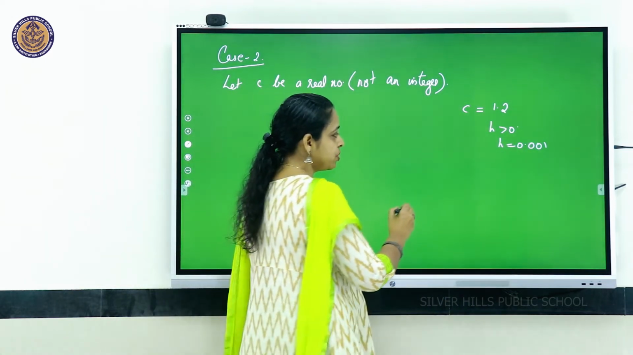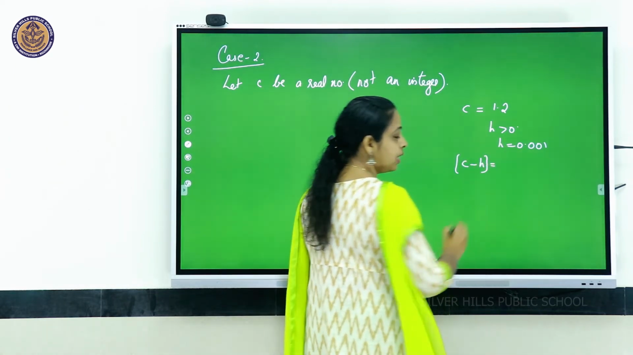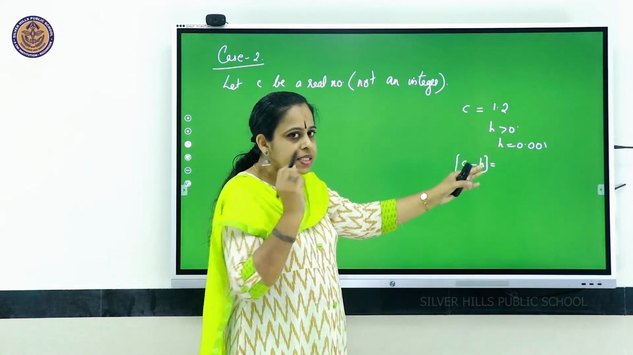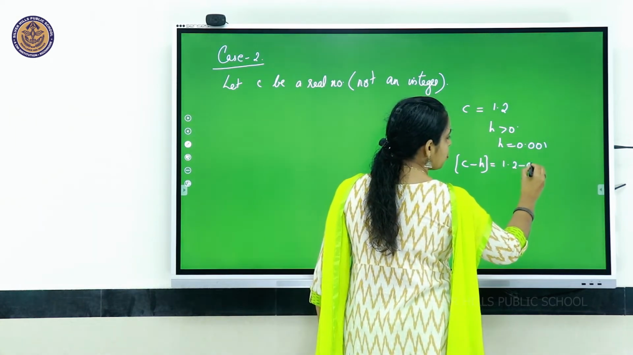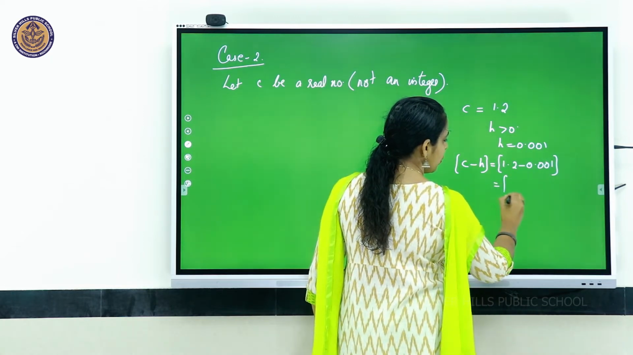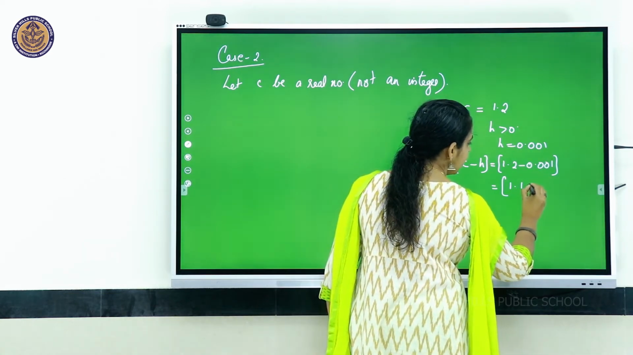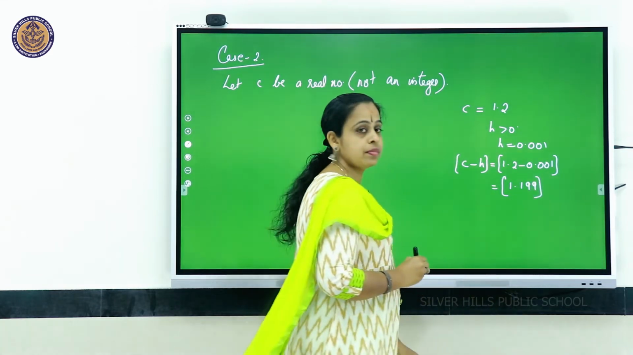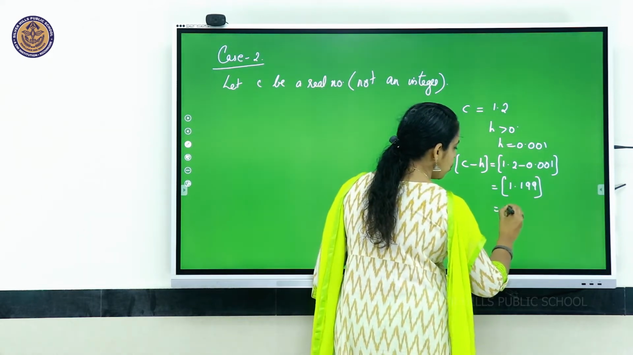So, when you take c minus h, that means a value a little bit less than 1.2. So 1.2 minus 0.001, box of that, you will get how much? 1.199. Correct? What is the box value? It is equal to 1.